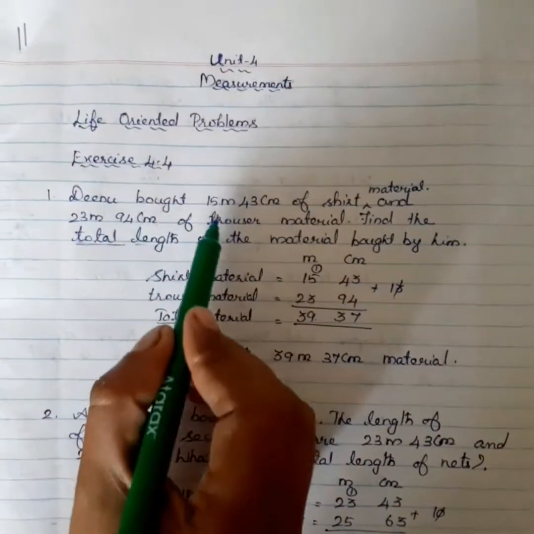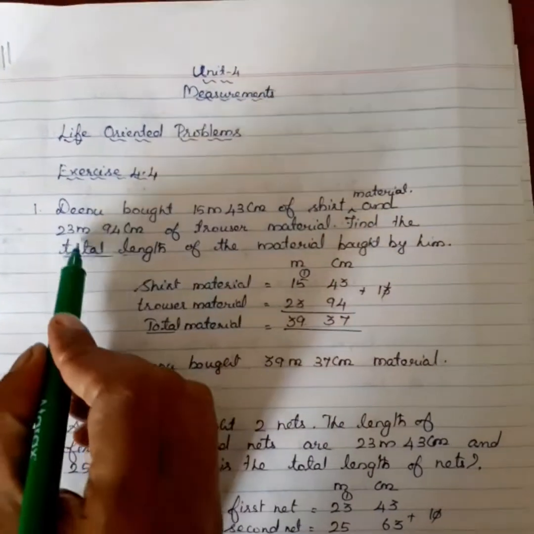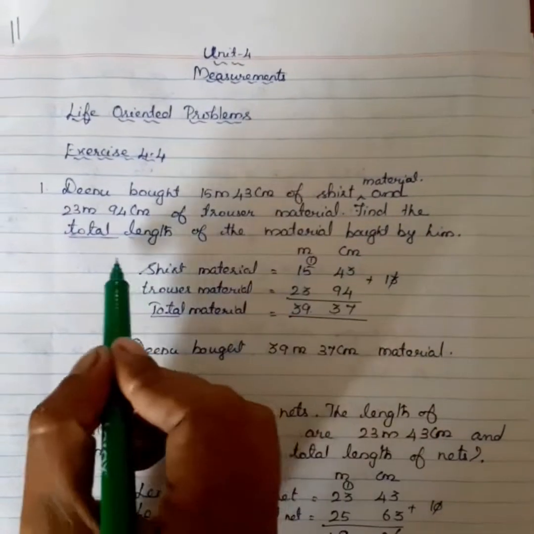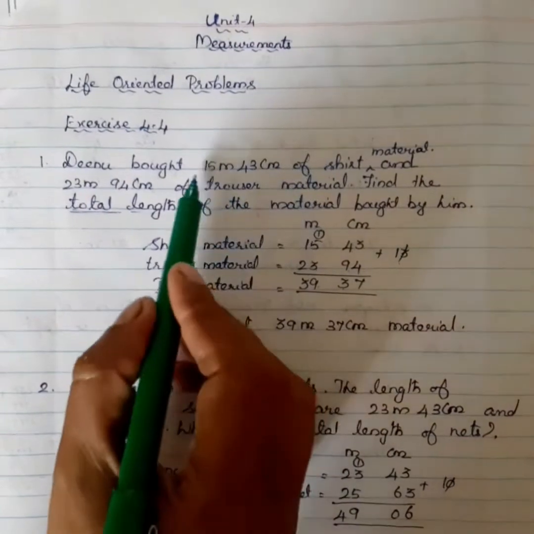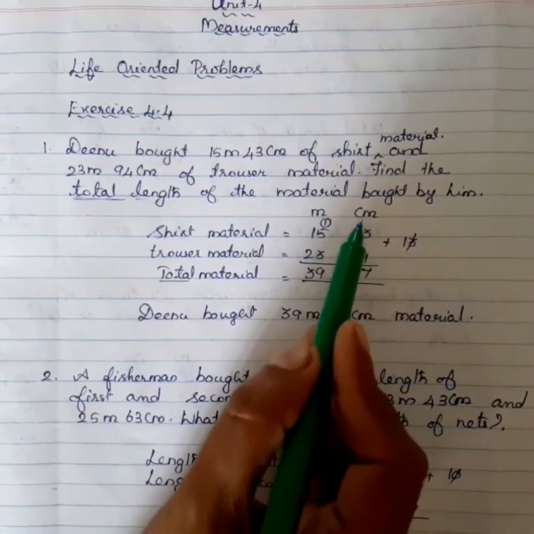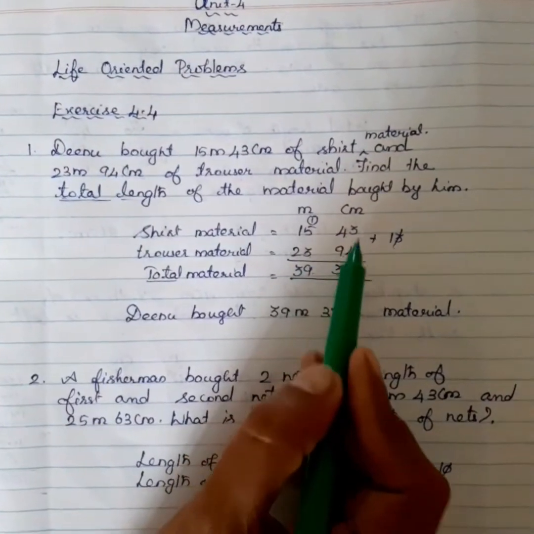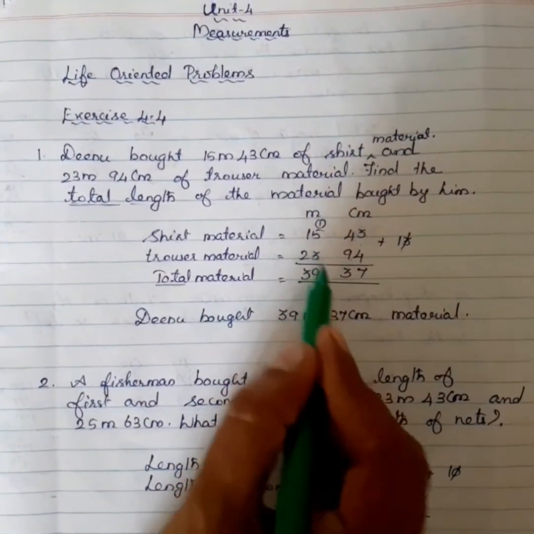Dinu bought 15 meter 43 centimeter of shirt material and 23 meter 94 centimeter of trouser material. Find the total length of the material bought by him. Shirt material: 15 meter 43 centimeter. Trouser material: 23 meter 94 centimeter. Next, the total material. Now you add these two values.